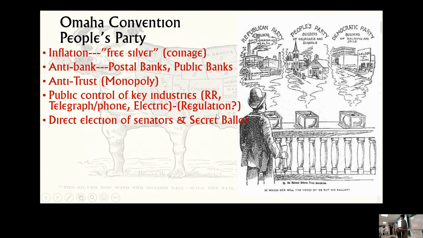But next, direct election of senators. State assemblies voted for senators. They wanted the Constitution changed to allow voters to pick the senators. Now, while we mention this now, these things would happen in some way.